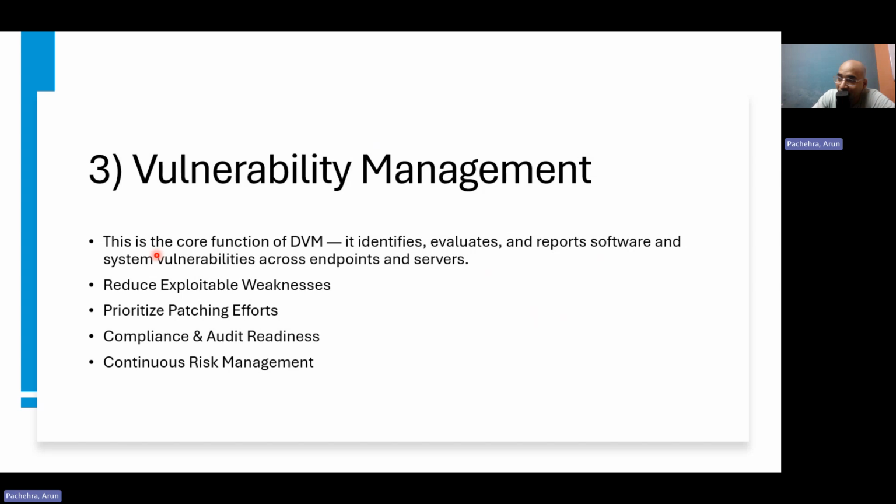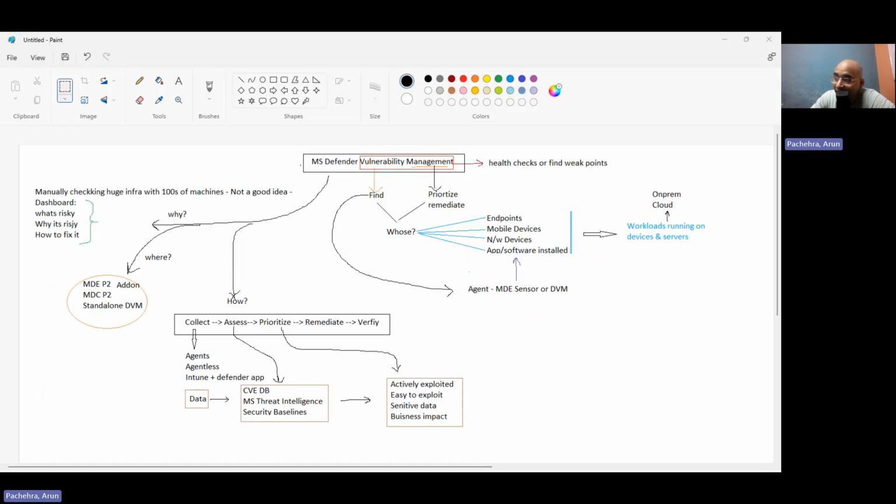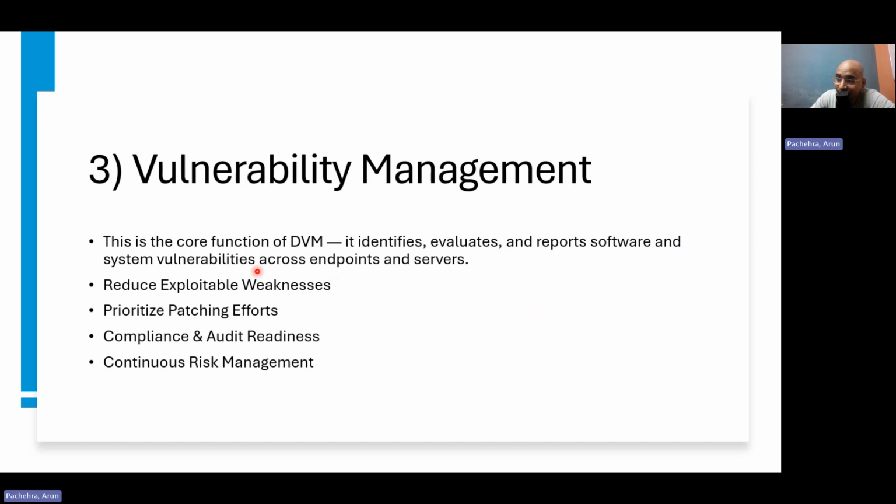Now let's quickly jump to the third feature, which is vulnerability management. What is it? This is a core function of DVM because it identifies, evaluates, and reports software and system vulnerabilities across endpoints and servers. What vulnerabilities are, and the entire overview of vulnerability management, we have already covered in the previous video. Here we are understanding all those features. We know what vulnerabilities are, and vulnerability management will help us manage and fix them.